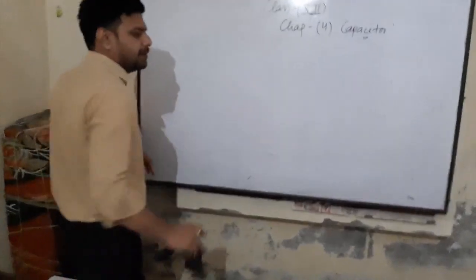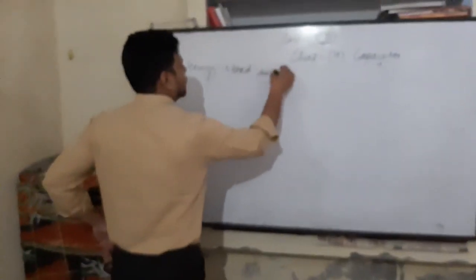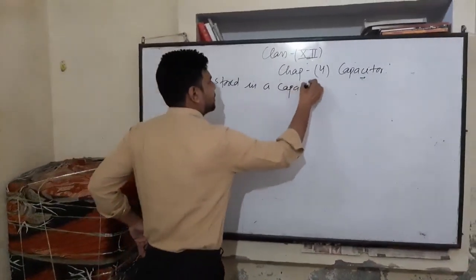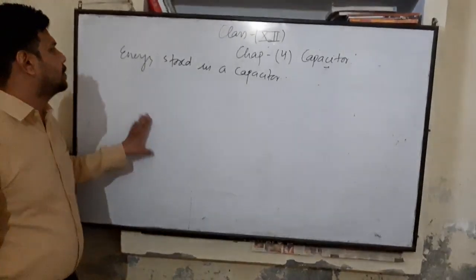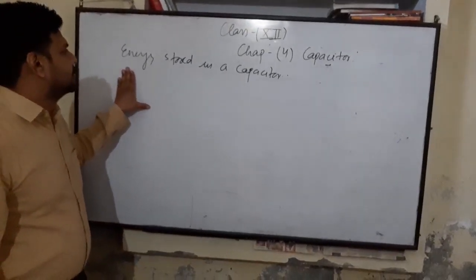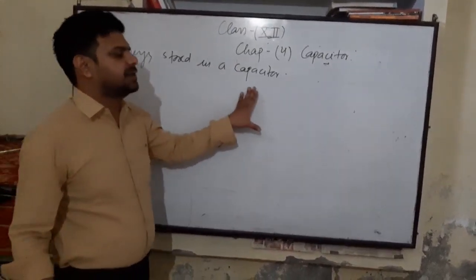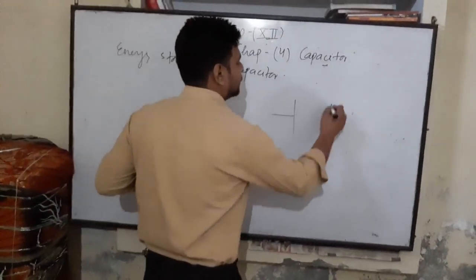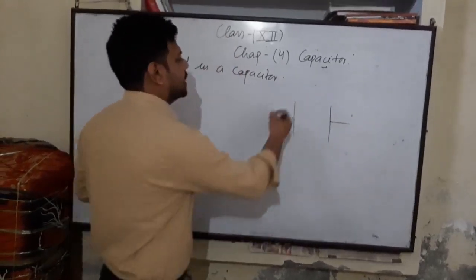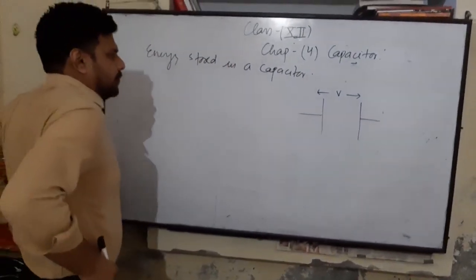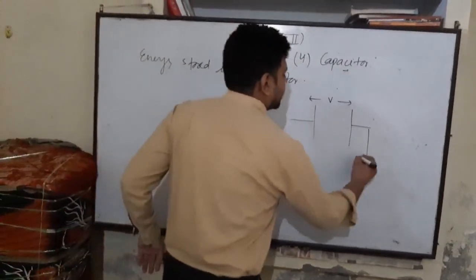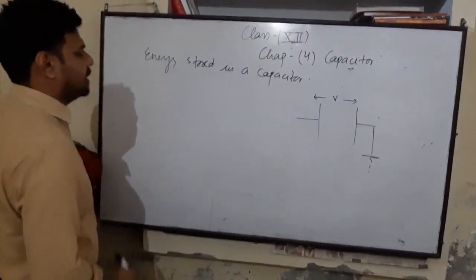I have told you about the combinations, series combination and parallel combination. Now, the next derivation: energy stored in a capacitor. Now, I will explain the expression for energy stored in a charged capacitor. Consider a capacitor charged to potential V. We want to find the expression for the energy stored in a charged capacitor.